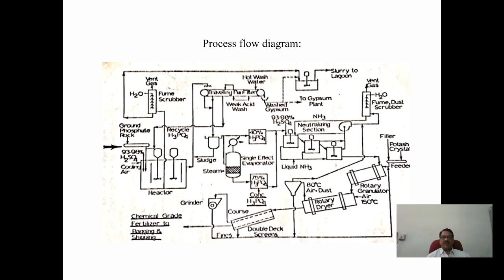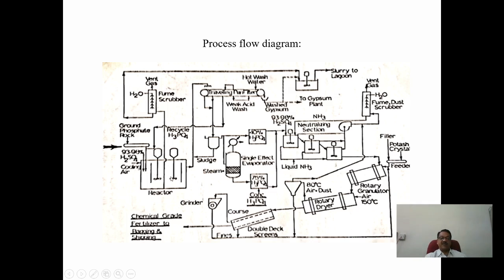This is the flow diagram for the production of phosphoric acid from phosphate rock. In brief, I will explain this flow diagram. The phosphate rock is ground to fine powder, metered and fed to the reactor. This reactor is provided with agitators. And here the concentrated sulfuric acid is also fed into the reactor.